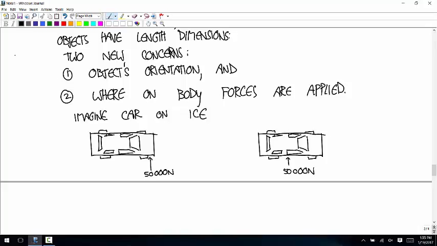But if you do care about orientation, and often if you're sitting in a car, you care very much about the orientation, then you're going to get drastically different results from this and this. If you apply that force at the middle of the car, it's going to accelerate without spinning. And if you apply that force at the front of the car, like that first picture, it's going to spin as it accelerates. So that's supposed to be just an illustration of why, if we do consider orientation, and we are considering that objects have length dimensions, now where the forces are applied change the problem.